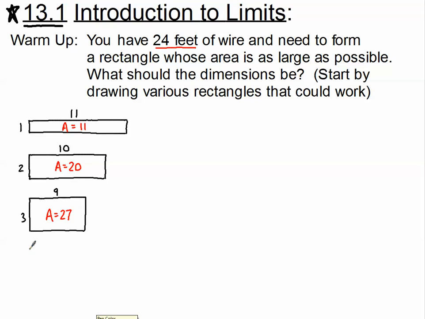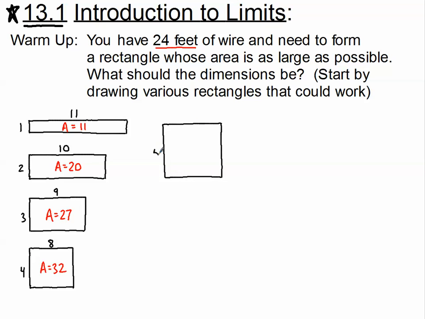Let's try 4. And what do we have over here? If we do 4 by 8, then our area is going to be 32, even larger. Let's try 5. I guess I'll do that right here. This would be a 5 by 7, almost a square. And this would have an area of 35 square feet.